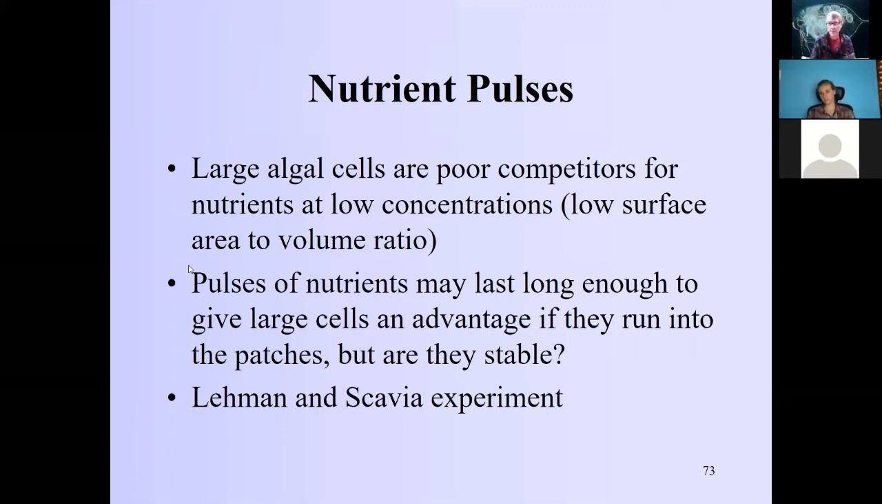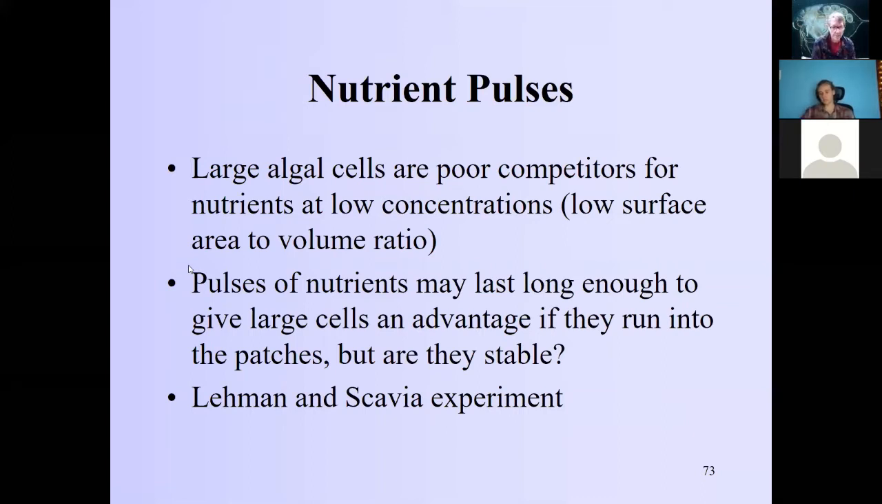Because they have a big volume, they can take it up really quickly at very high concentrations. Remember, we had the Vmax, right? The Michaelis-Menten uptake curve, and uptake increases up to a point. Well, the large cells can pack away more and continue to take it up and store it better. So are these patches stable?